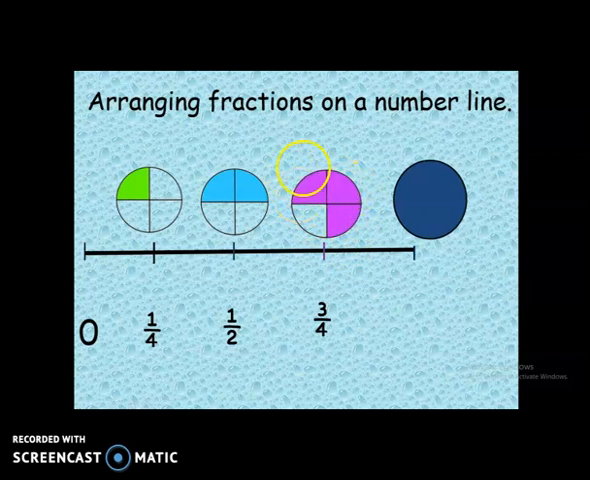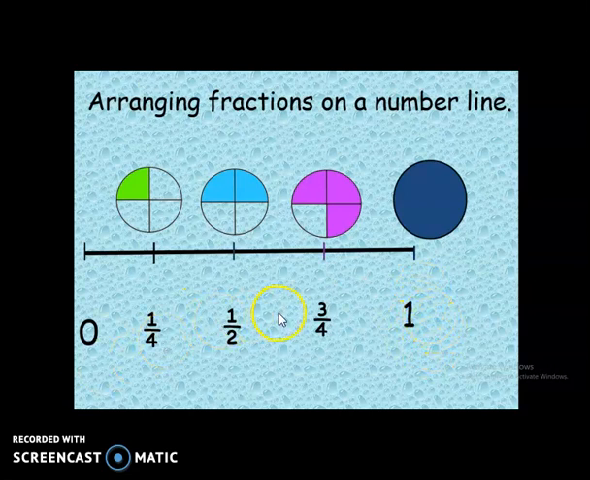So let's count the parts. You can see it's 1, 2, 3, 4. 4 parts, okay? There are 4 parts. But how many parts have been shaded? 1, 2, 3. 3 parts have been shaded, okay? And then when you look at this circle, it has not been divided into any part. That means it is 1.